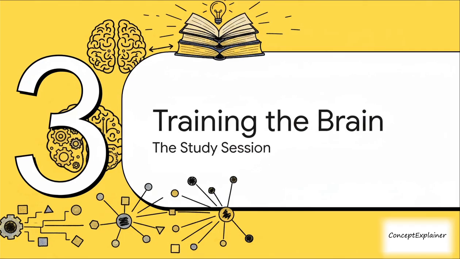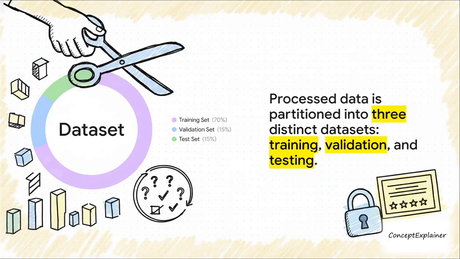All right, our data is sparkling clean. Now it's time for the study session. This is where we finally start training the digital brain. This is where the real learning happens. But here's a key trick. You don't use all your data for the study session. No, you split it up.